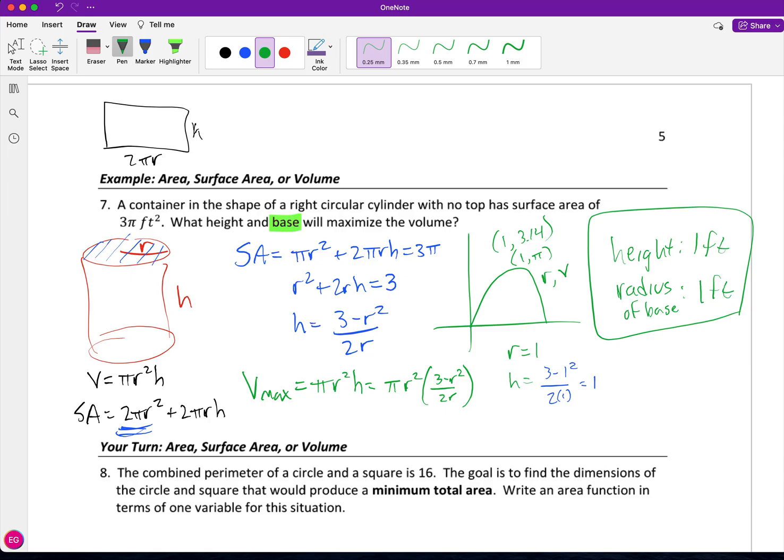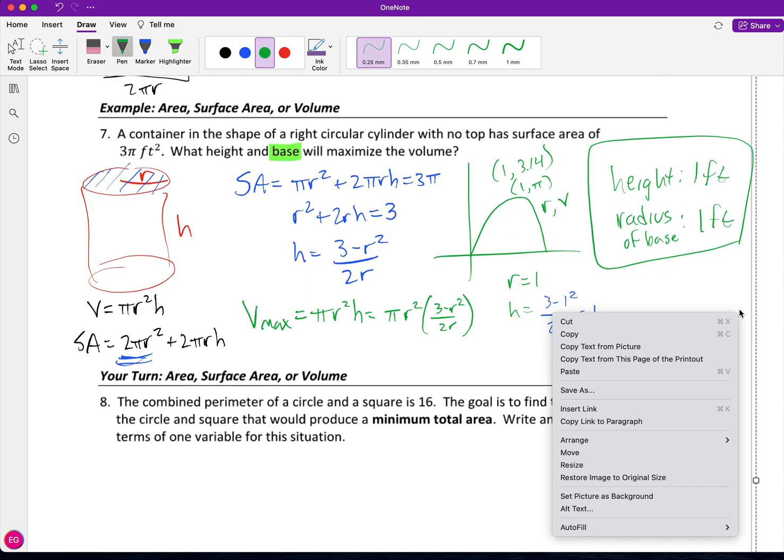Okay, if they did ask me things like what is the diameter, remember the diameter is just 2 times the radius, so it would be 2. Or if they asked me what is the area of the base, it's pi r squared, so I would do pi 1 squared, it would just be pi. Just so happens that that's also the volume, which is just a little coincidence. And there you go. So I want you to try your turn.